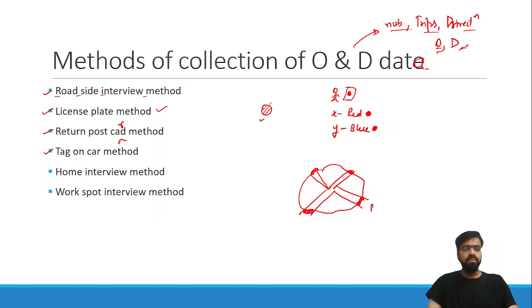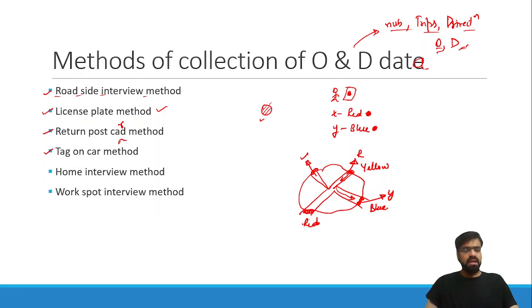If we put a blue tag here, a red tag here, and a yellow tag here, and then see how many blue tags are moving out of here, how many yellow tags are moving out of here, how many red tags are moving out of here, we will be able to see how many vehicles are entering from this location and exiting from this location.